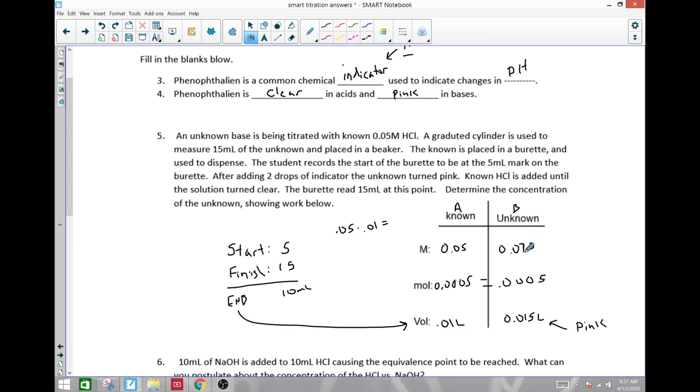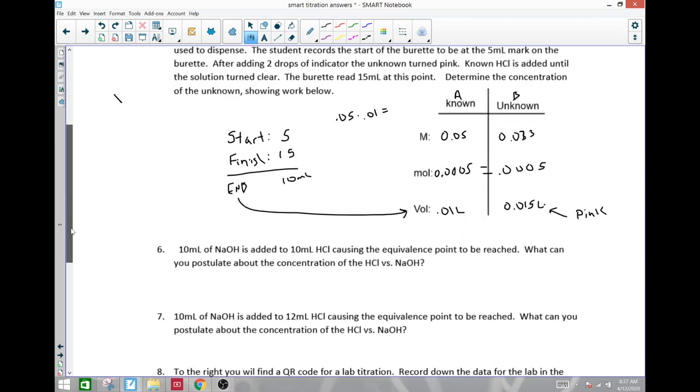0.033. Okay, so does this answer make sense? Well, I have the same moles in a larger volume, so it should be less concentrated. In fact, looks like there's about 10 to 15, so it should be about a third less. Okay, I think that number makes sense. Next one. All right, 10.